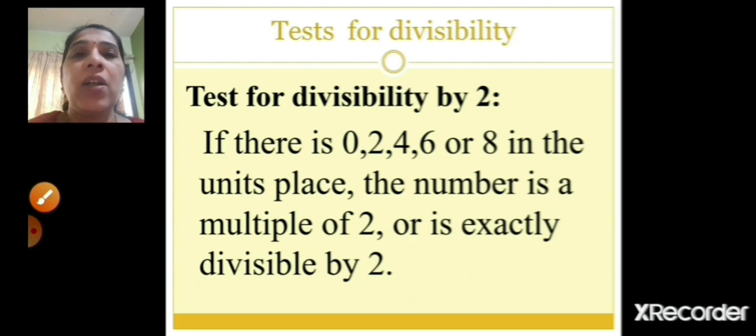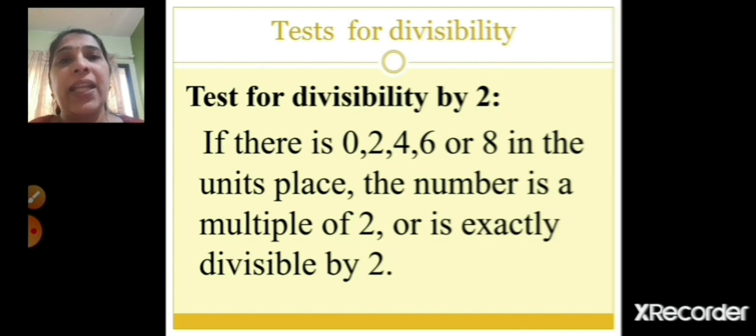There are some tests for divisibility, right? For the numbers 2, 5 and 10, you can carry out some divisibility tests, because every time it is not possible for us to divide the number. You can see the number and directly tell whether it is divisible by 2, 5 or 10. So what is the test for divisibility by 2? If there is 0, 2, 4, 6 or 8 in the units place, the number is a multiple of 2 or is exactly divisible by 2.